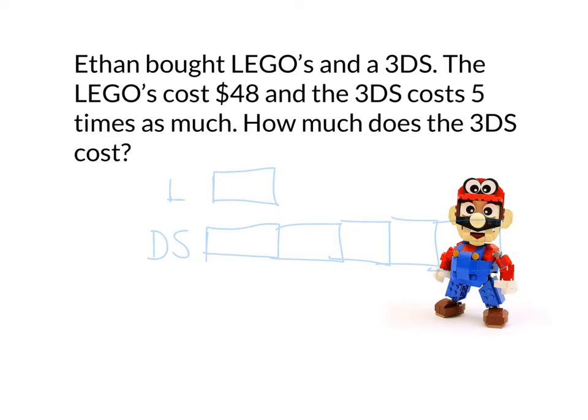All right, so Ethan, do I know the value of any of those bars? Yes. The Legos cost $48. Good. Do I know the value of the 3DS yet? No, so that's what I'm trying to find. But do I know how much each section is? Yes, $48. So, Ethan, what operation would you use to solve this problem and figure out the value of the 3DS? Multiplication. Very good.